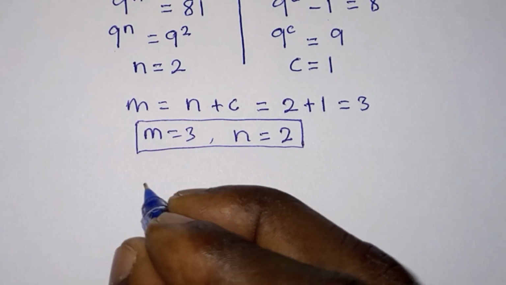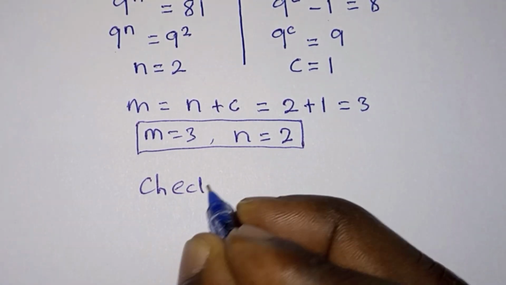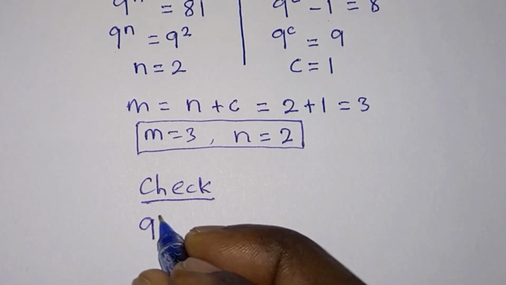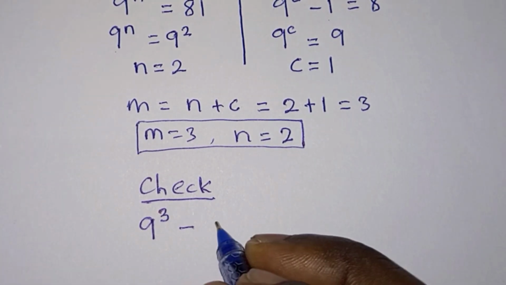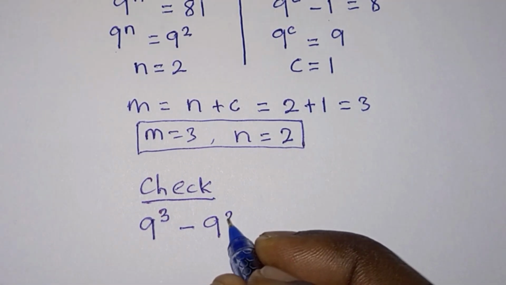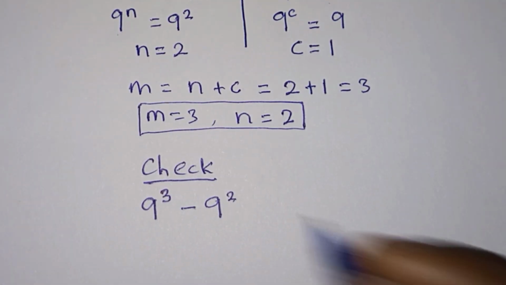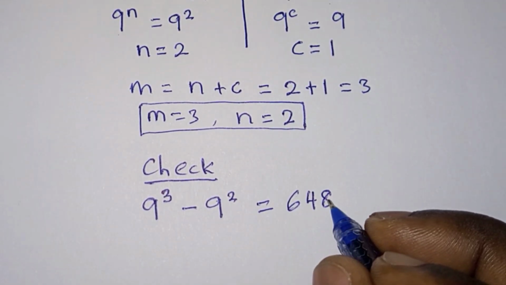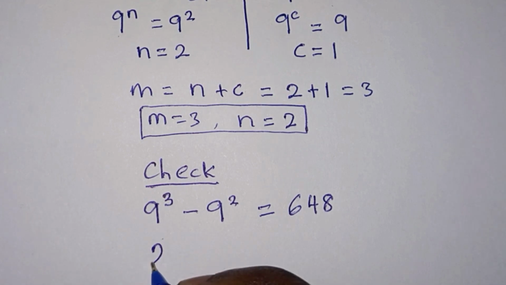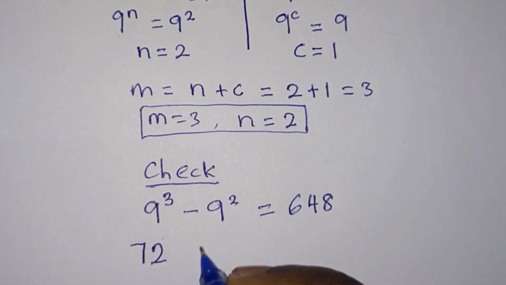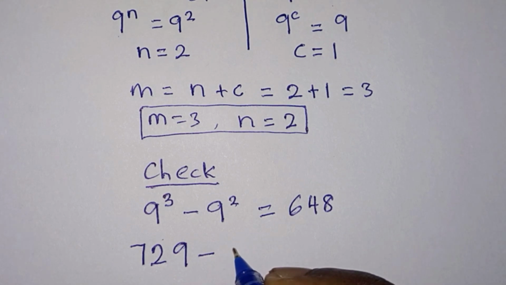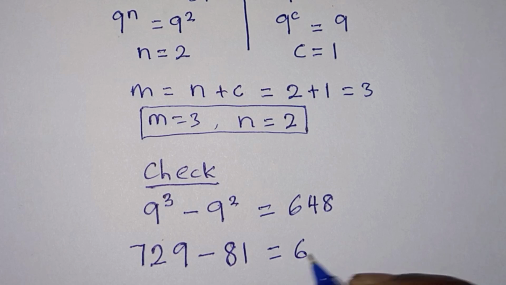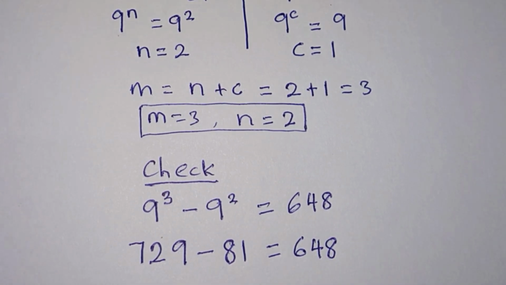So let's check. We have 9 to the power m, which is the same as 9 to the third power, then minus 9 to the second power. And this must be 648. 9 to the third power is actually 729, minus 9 to the second power is 81. And of course, we are getting 648, right?